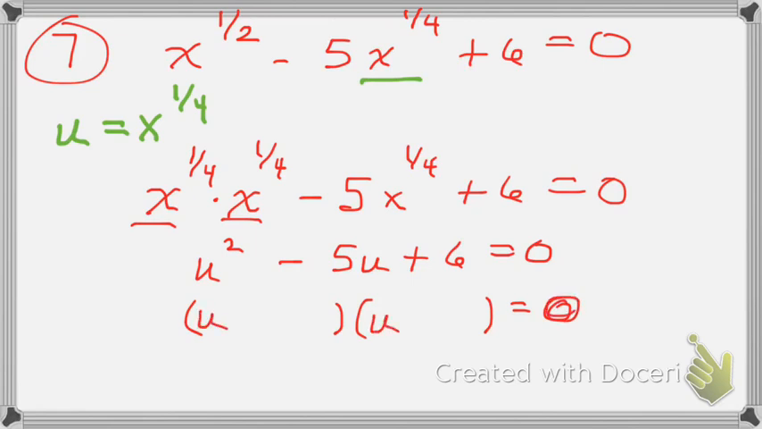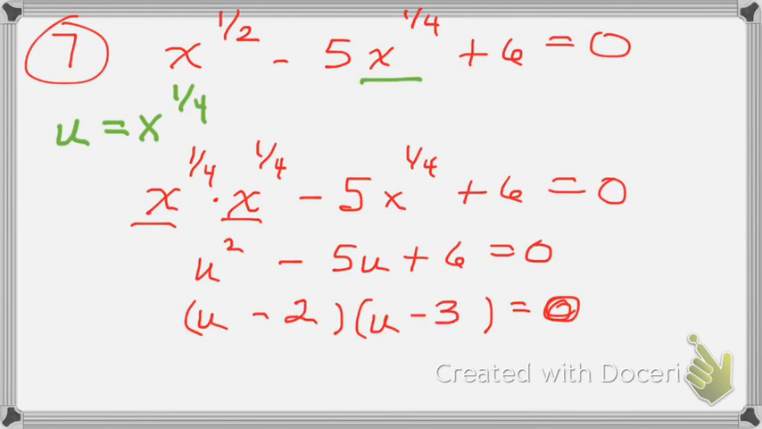U and u. Okay, so what multiplies to give me 6 and adds to give me -5? Would it be 1 and 5? Wait, no, it'd be negative. Multiplies to give me a +6 and adds to give me a -5. I can't figure it out. Yeah, -3 and -2, there we go.